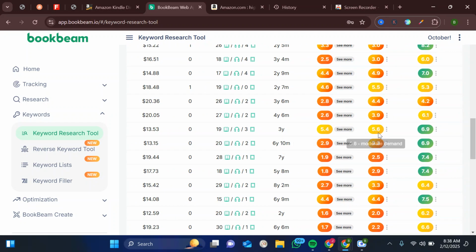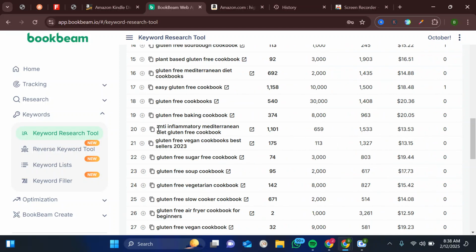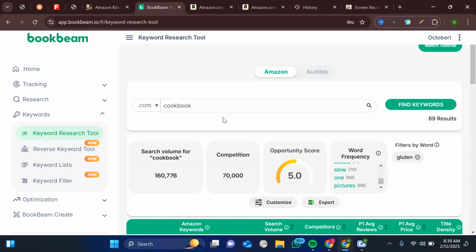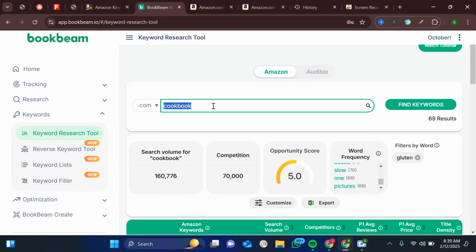The demand is moderate, while the competition is low. This is a good keyword to go for. So what do I do now? I copy this keyword, and then I also check it on Amazon with that link straight off. So if I copy the keyword, I'll come back here and paste it also and still find keyword.